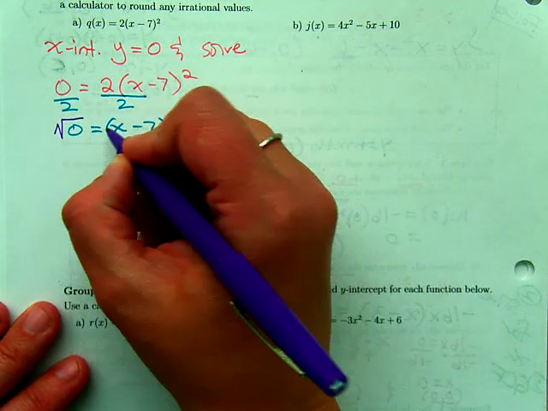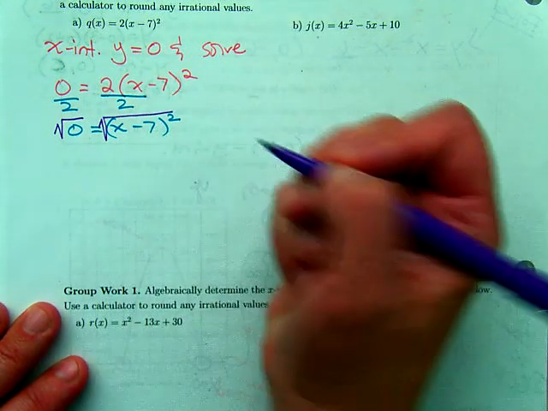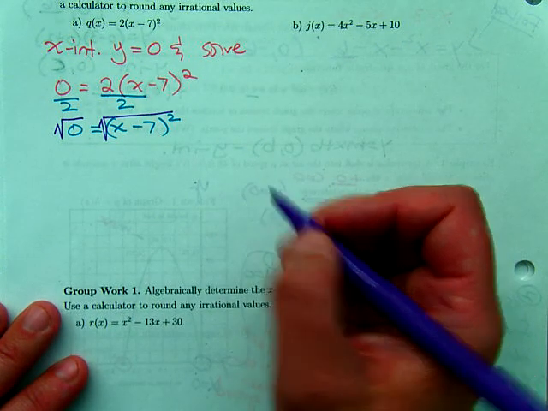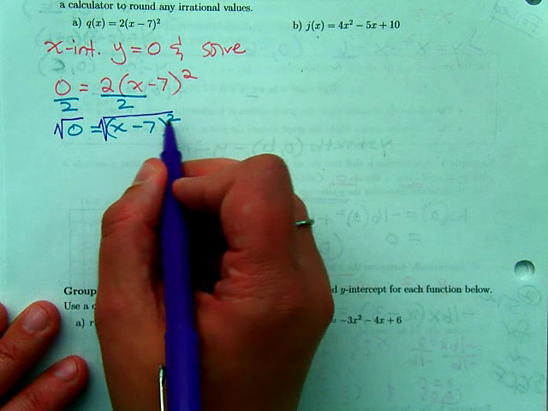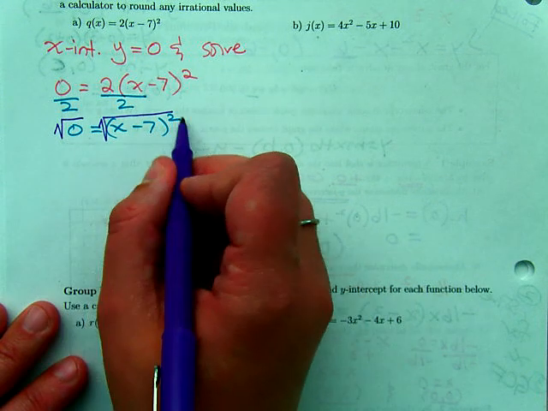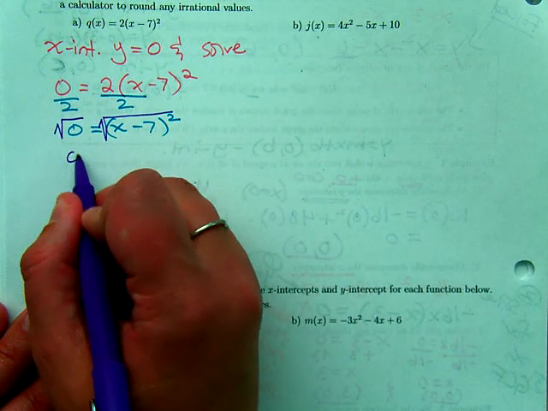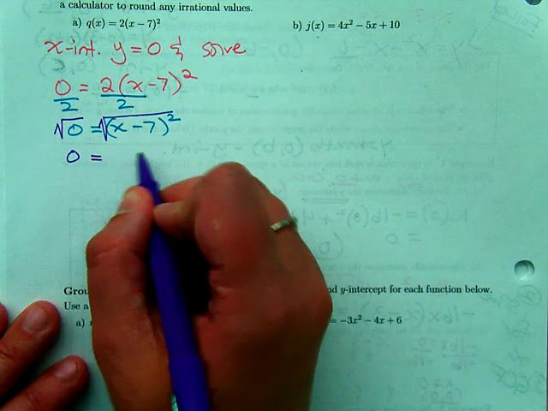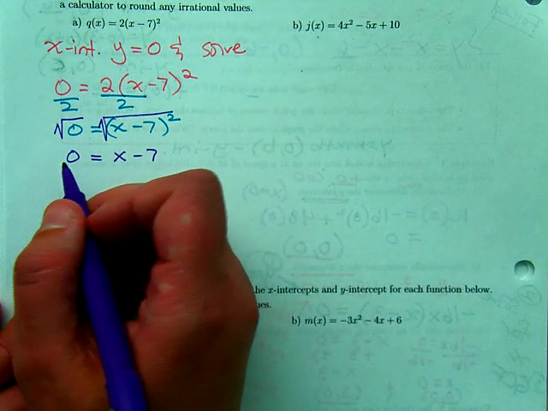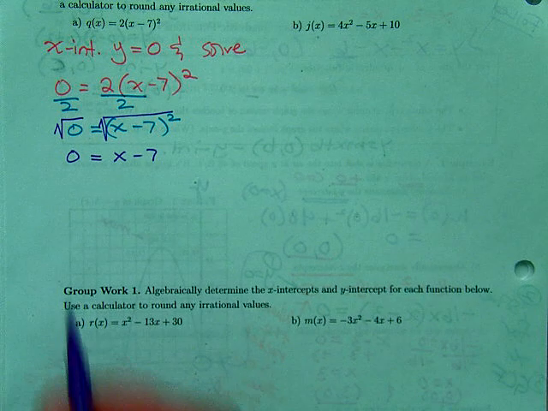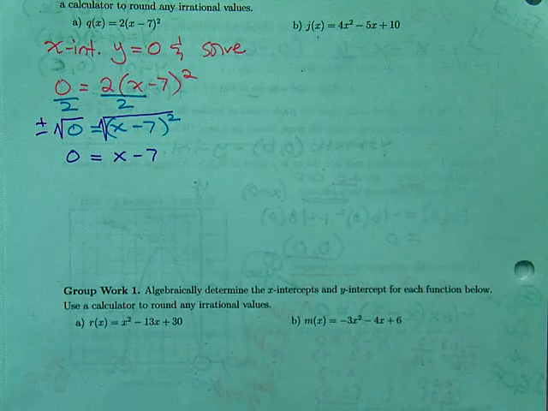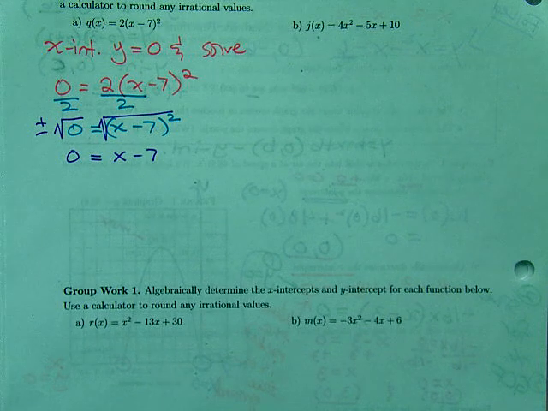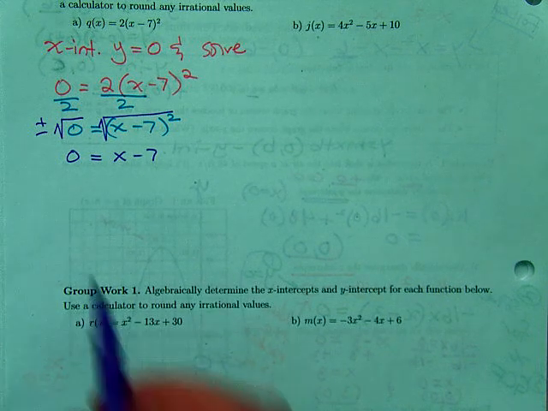Square root of 0, square root of x minus 7 squared, right? So that square root undoes that square. What's the square root of 0? And we have x minus 7. This is the only time when I wouldn't use plus or minus, because 0 is like Switzerland, right? Supposedly it's neutral, and it's not positive or negative.